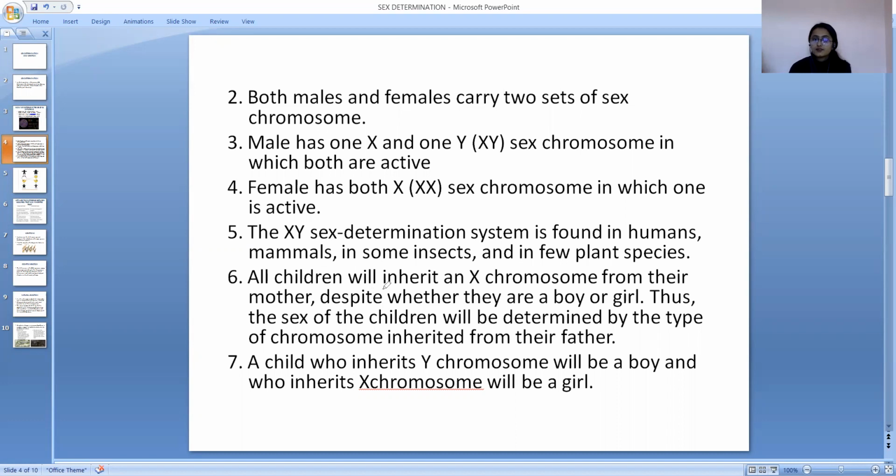All children will inherit an X chromosome from their mother, क्योंकि उसके पास तो सिर्फ X है, whether they are a boy or girl. Thus, the sex of the children will be determined by the type of chromosome inherited from the father. Father से X आया तो XX बन जाएगा female. Father से Y आया तो XY बन जाएगा male. So the sex determination depends on the chromosome coming from the father's end. The mother will only give the X chromosome. A child who inherits the Y chromosome will be a boy. One who inherits the X chromosome from the father will be a girl.